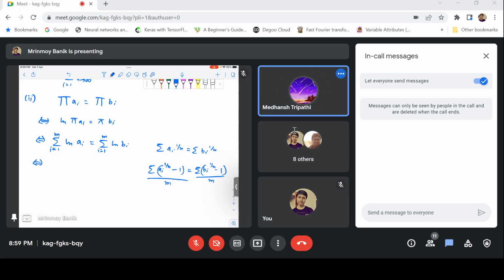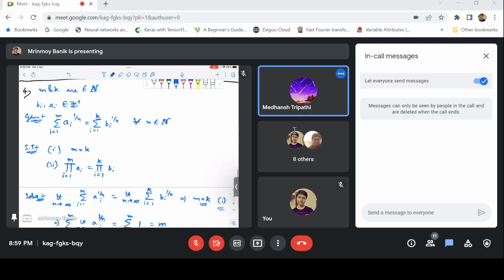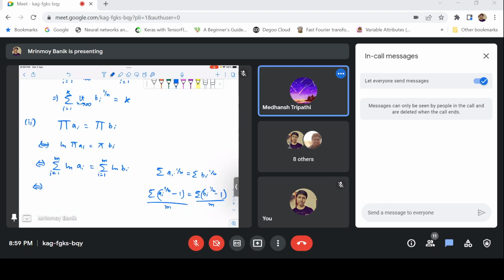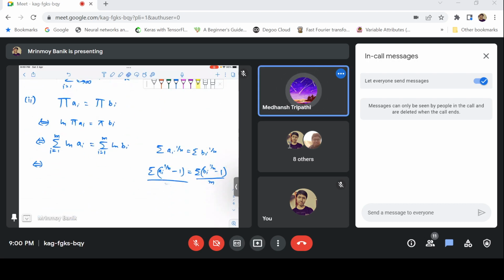Wait, can you show the question once? Okay, we have this. We have to show it for all n. We have that equation. These are all n, and we only showed m equals k. Yeah, we can divide by n, not m. Divide by n, and then we can take n tends to infinity, which is ln a, right? Every limit will be ln ai, and here ln bi. Yeah.